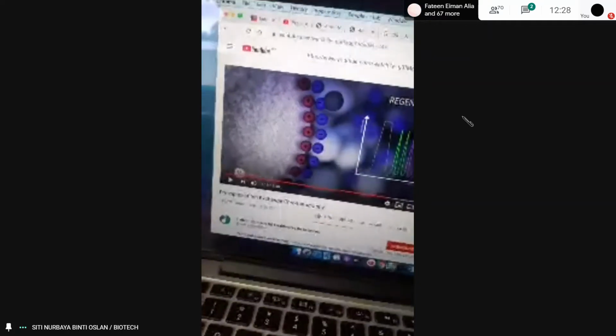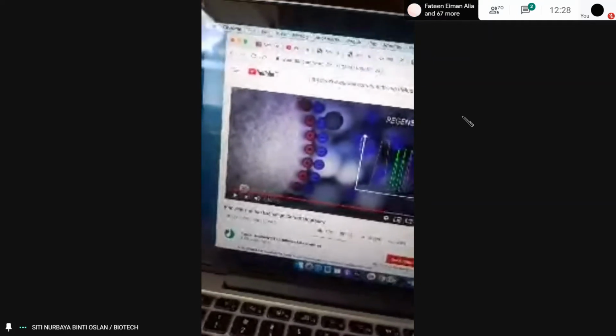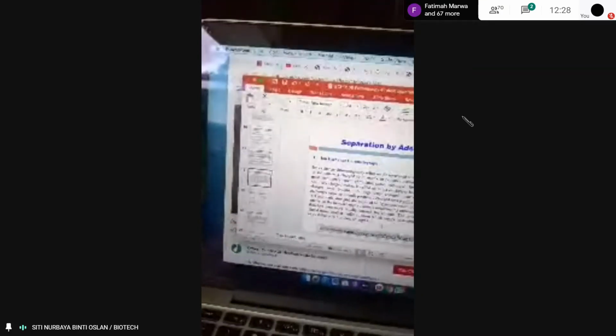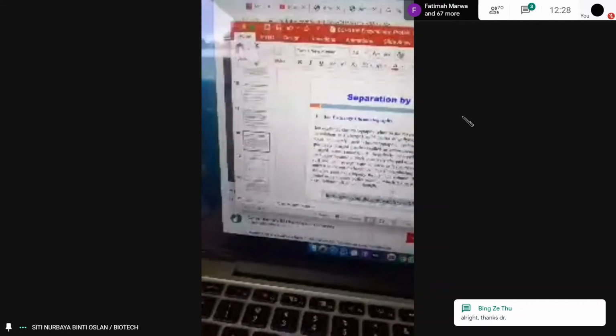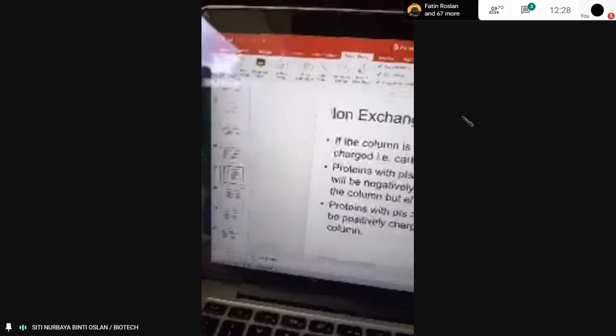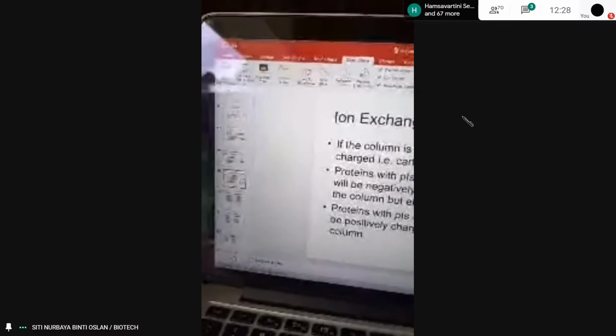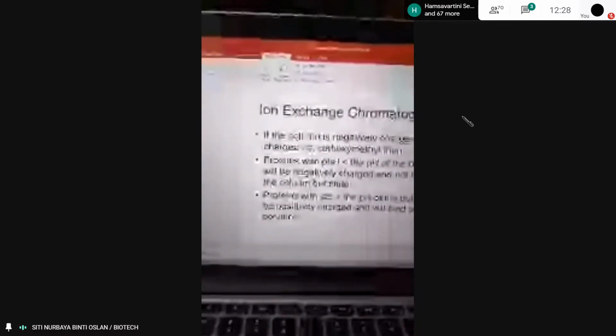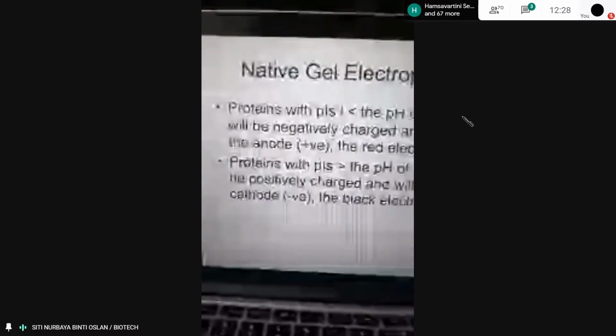You can just ask a question in the chat room, because I'm looking at the chatting section here while holding my phone. Okay, so where is it? I don't want to read this wordy slide, but you can understand from the explanation just now.